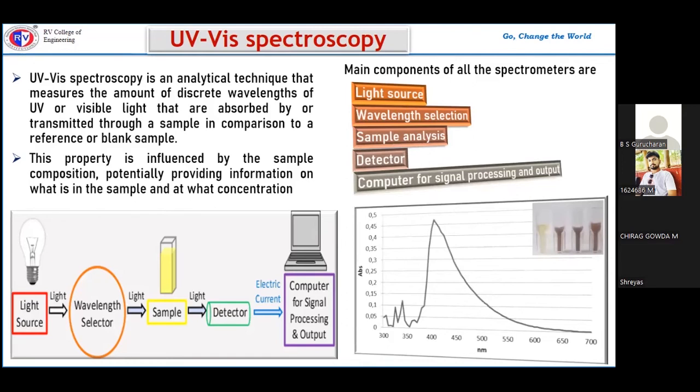This graph here shows the absorbance factor and the wavelength of a material. As you can see, as wavelength increases, first the absorbance is low. At one particular wavelength, the absorbance is high, and again it decreases. And every material has a different pattern of this absorbance and wavelength graph. From this, we can detect a material and also find the band gap by a method called the Tauc method, which is in the next slide.